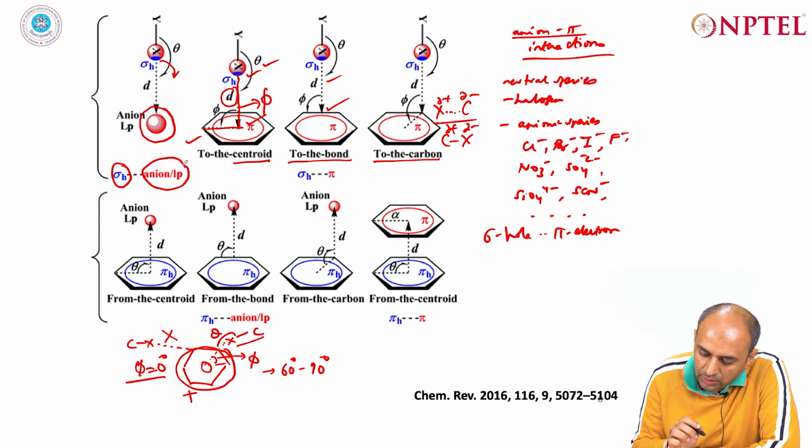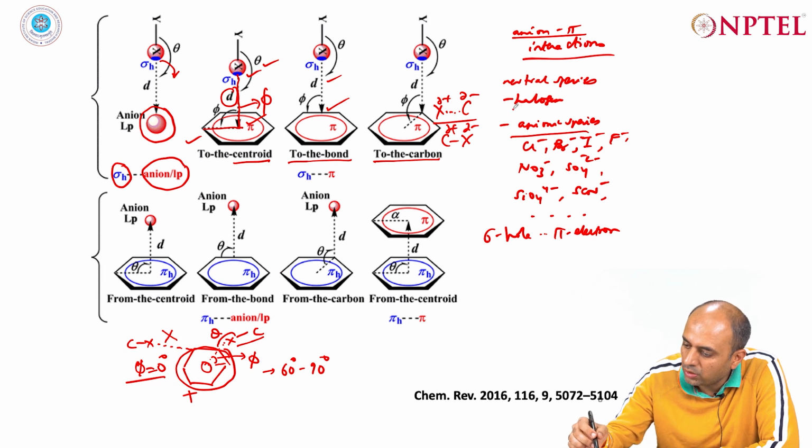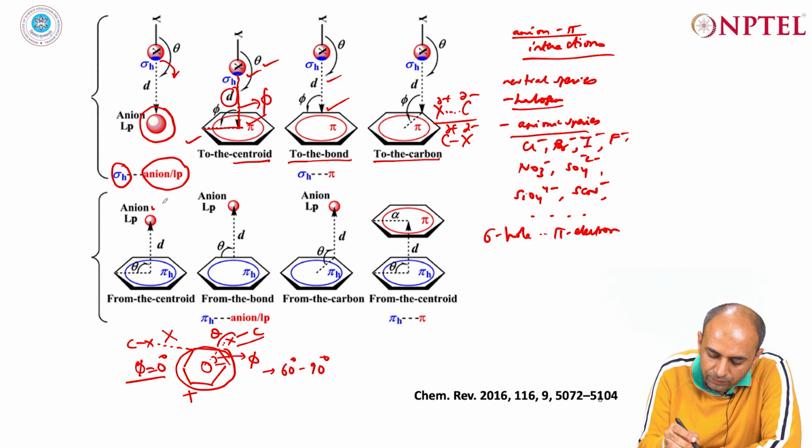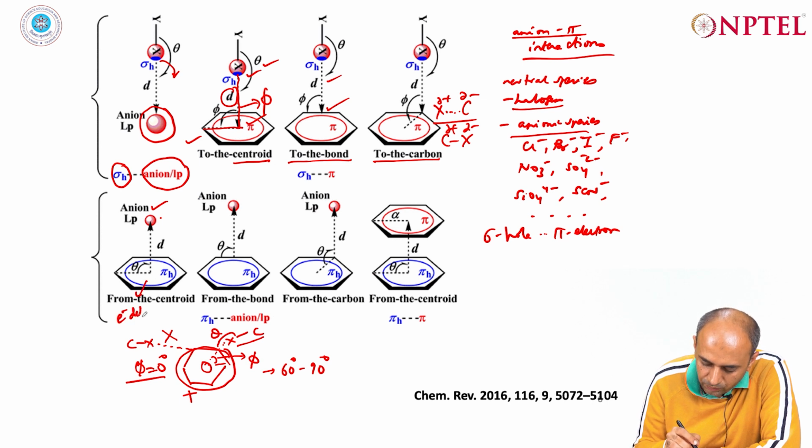Now, we will go to another class where we are specifically looking at the anions. Instead of the neutral halogen, we are now looking at the anions. So, we have the anion which is having the lone pair of electrons, and it is interacting with a benzene nucleus which is actually electron deficient, and therefore, it is electrostatically positive as indicated by the blue region, that the pi system is electron deficient.